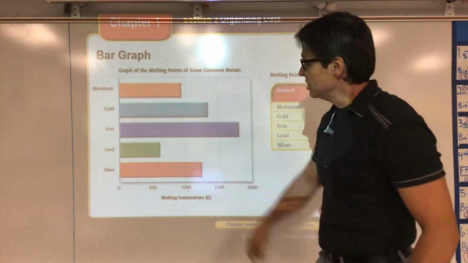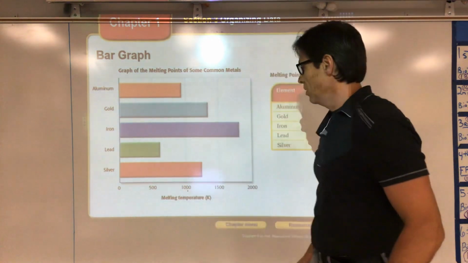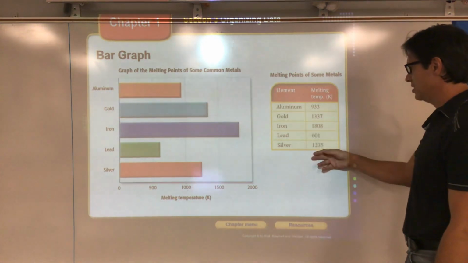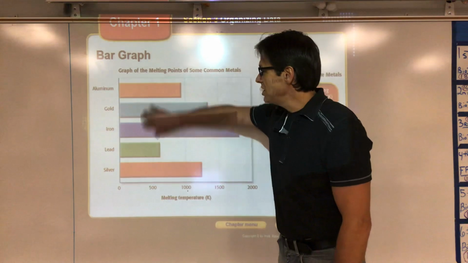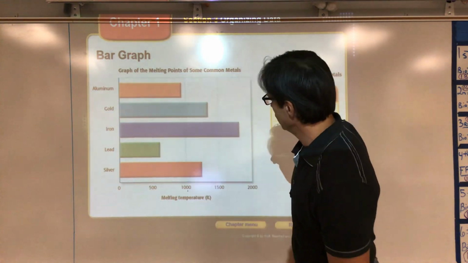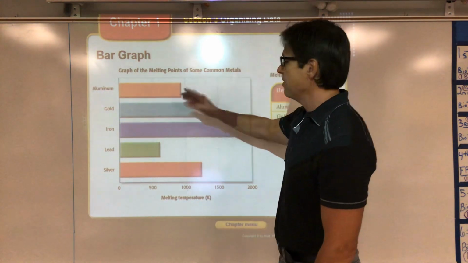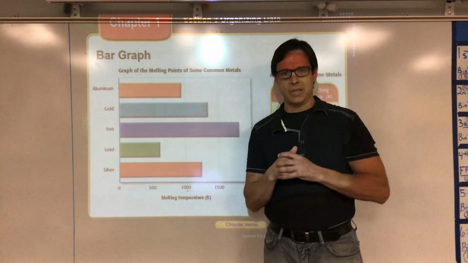I can quickly see that lead has the lowest melting point. It's a little over 500, or specifically, I can look over here at the actual data, and lead is 601 degrees Kelvin. So it's easy to see this melts first, then aluminum melts before silver, silver before gold, and in that order. So bar graphs are easy for seeing quick data like that and comparing things.